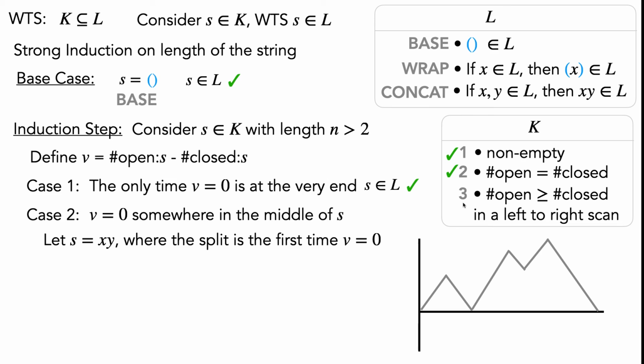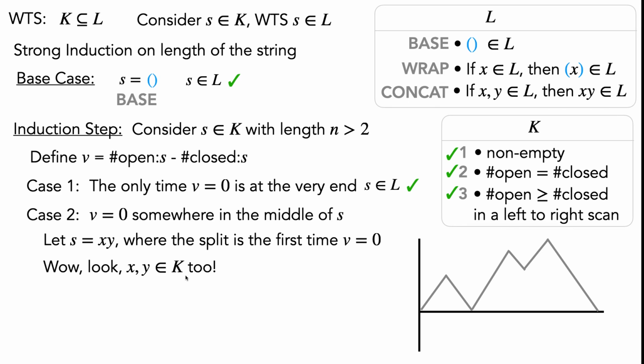And lastly, is it the case that when you do a left to right scan for both x and y, the number of open is always greater than or equal to the number of closed? Well, we know that this property is satisfied for S, the overall string. So if this property 3 were false for x, then it would have to be false for S as you're scanning through. Similarly for y, because we split once V equals 0, then we can kind of restart our scan from there, and if this property 3 were ever not satisfied for y, it would not be satisfied for S either, but we know S is in K. So all three properties are satisfied for both x and y.